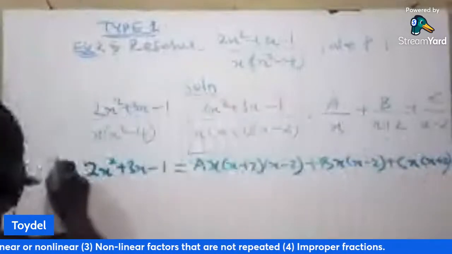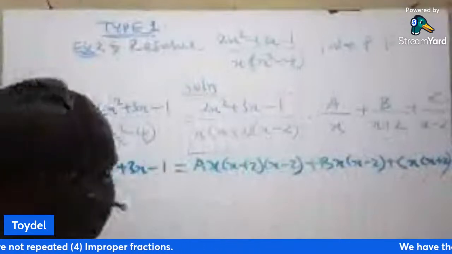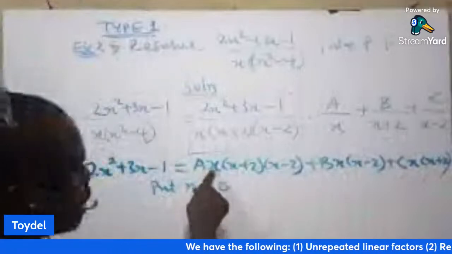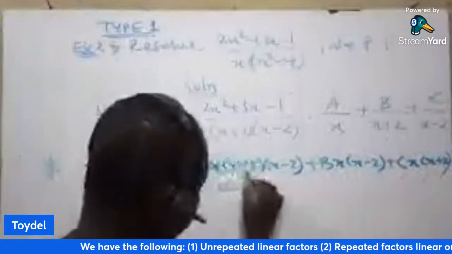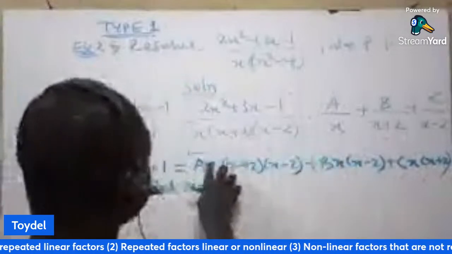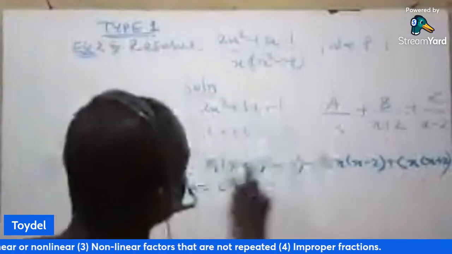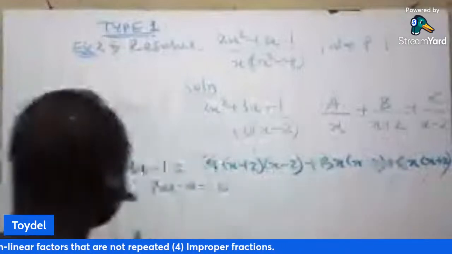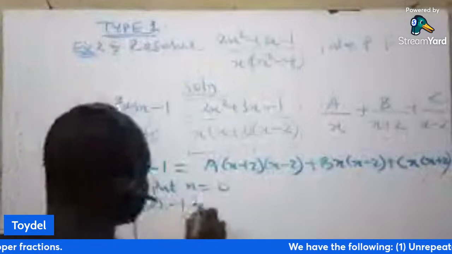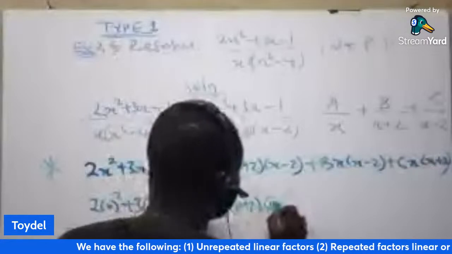So this is the equation that we want to resolve now. Of course, I can use the cover-up method here, and it will be faster. So I will put x equal to 0. Once I put x equal to 0, the B and C terms will cancel out. I'm going to have A. So if I put x equal to 0, what will happen? Just substitute: 2 into 0 squared plus 3 into 0 minus 1 is equal to A into (0 plus 2)(0 minus 2).